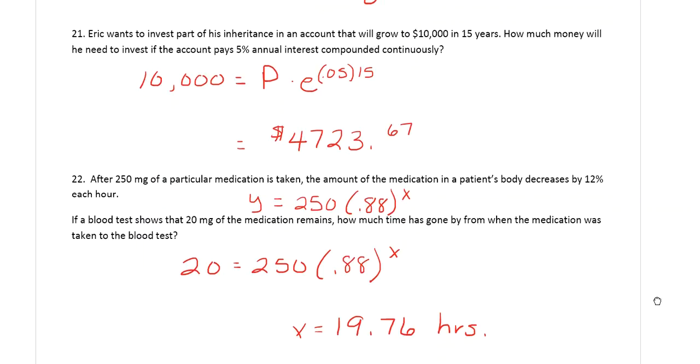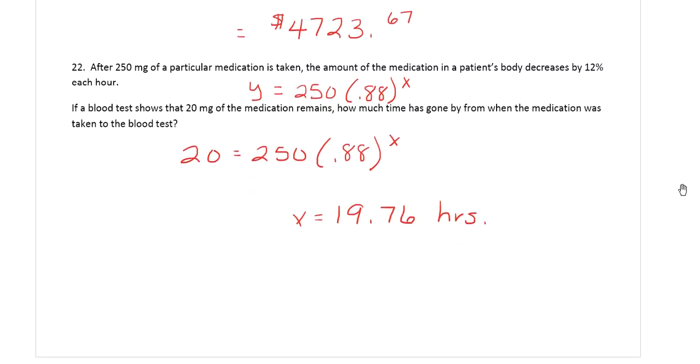And then in 22, it's a start times growth to the x problem, because if you're losing 12% each hour, you do a subtract. We're keeping 88%, so that's where that came from in the formula. And then to find out when you have 20 milligrams left, put 20 in for the remaining, 250 in for the start. You must divide both sides by 250 as the first step, and then take the log of both sides and finish that up.